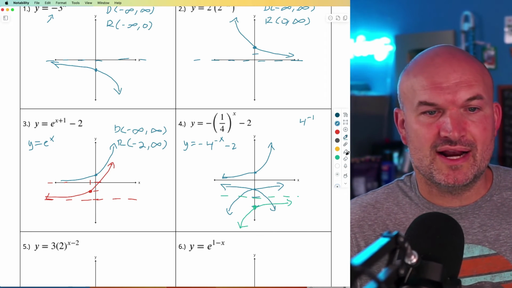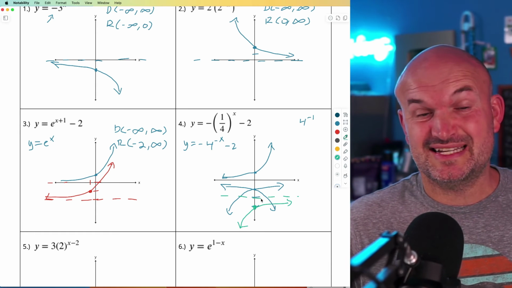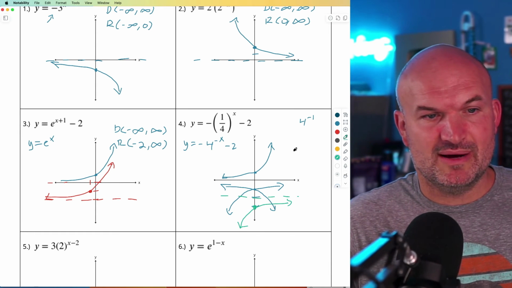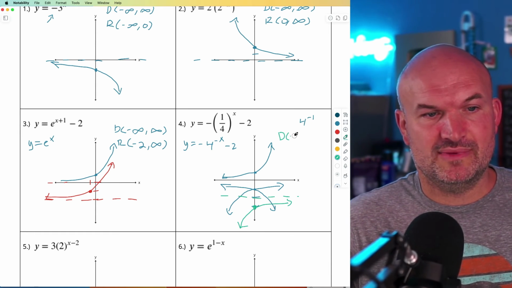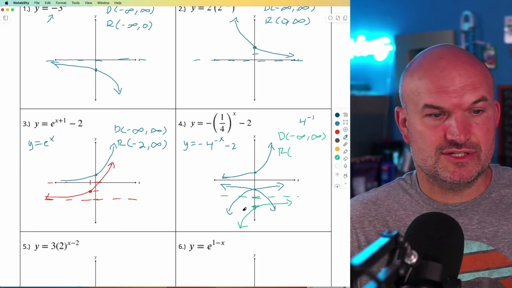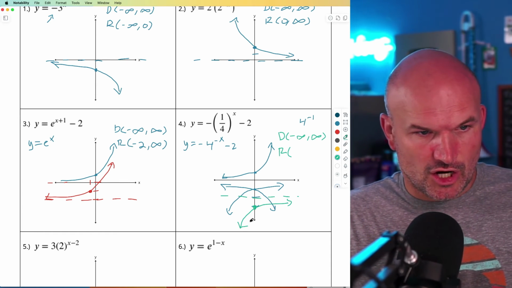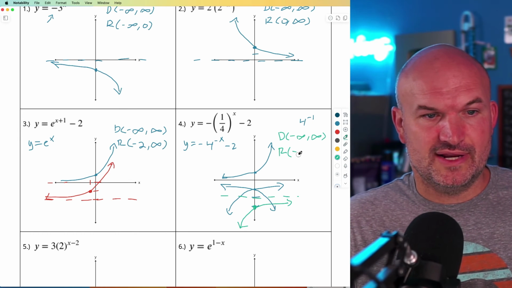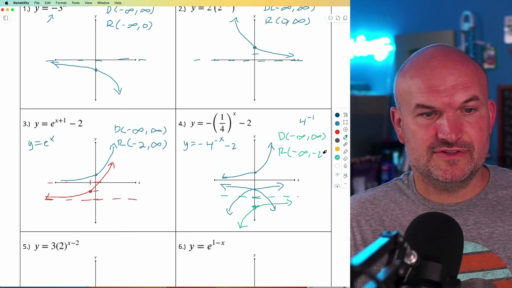Okay, so I'm going to write everything in the domain and range in green because that's going to be our final graph here. So my domain has not changed, so that's going to be from -infinity to infinity. However, my range now is going to be from -infinity all the way up to -2. So negative infinity to -2.